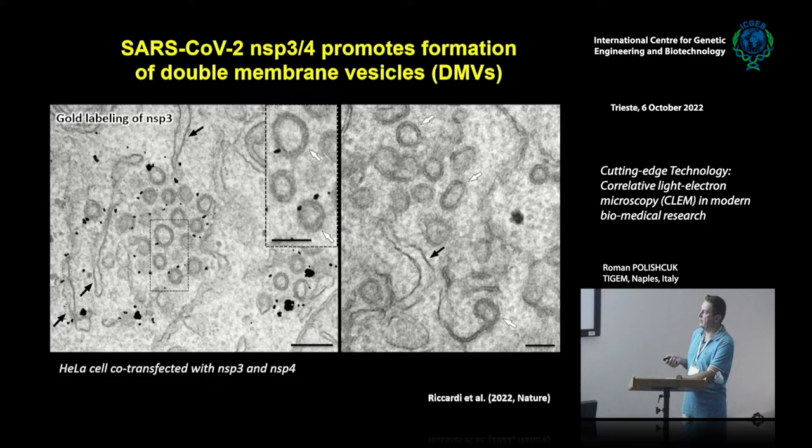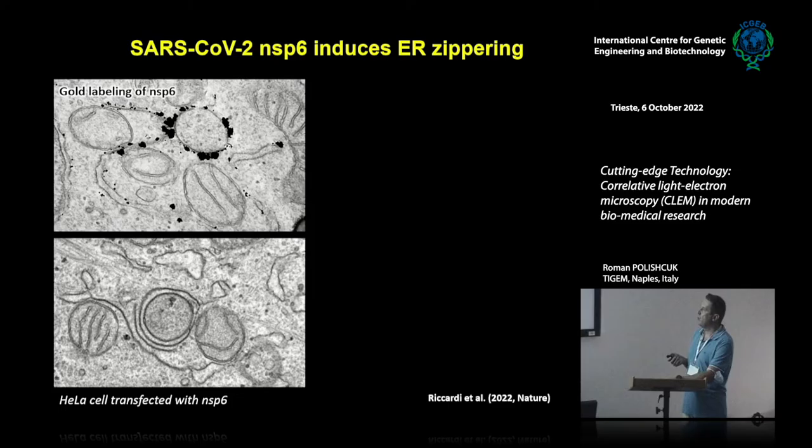The gold particles recognize NSP3 and stay mainly on the double membrane vesicles, which are shown here with normal electron microscopy without labeling. Okay, so what happens when we transfect NSP6? NSP6 was kind of a mystery. When we transfected the cells and looked at the gold labeling, it was concentrated in a couple of places. One, on very thick membranes, which seem to be in continuity with endoplasmic reticulum. And the other structures were from similar thick membranes, kind of circular. Here you can see the same structures without labeling.